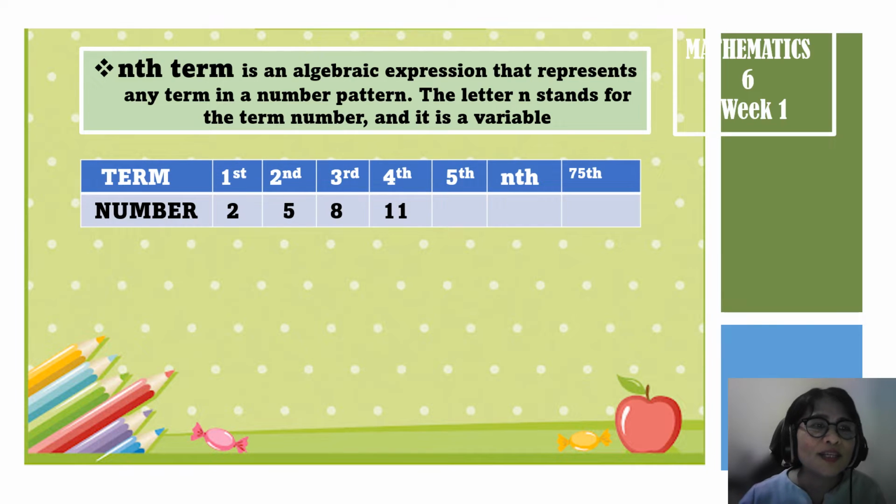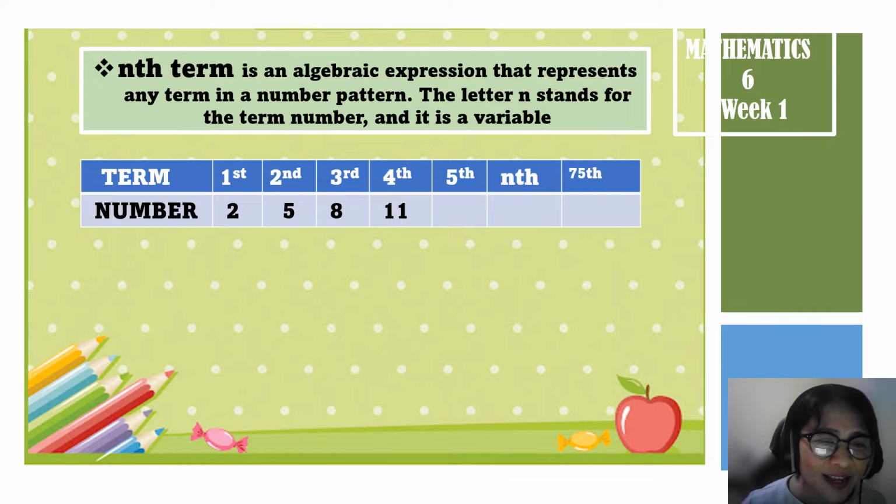Now, what is the first step in formulating the rule in finding the n term? First, you should know if the sequence is in ascending order or descending order. Tingnan nyo yung sequence na nasa baba. Ang nasa baba ay mga sequence, ang nasa taas ay mga term. So, ito ay ascending order. And then, hanapin natin ang kanilang common difference.